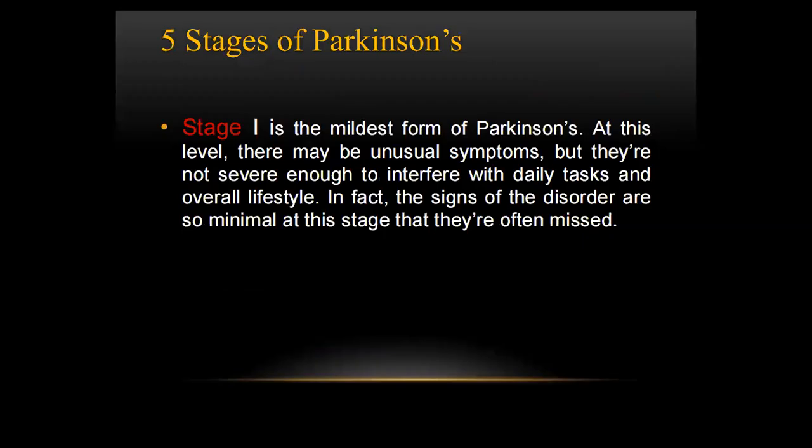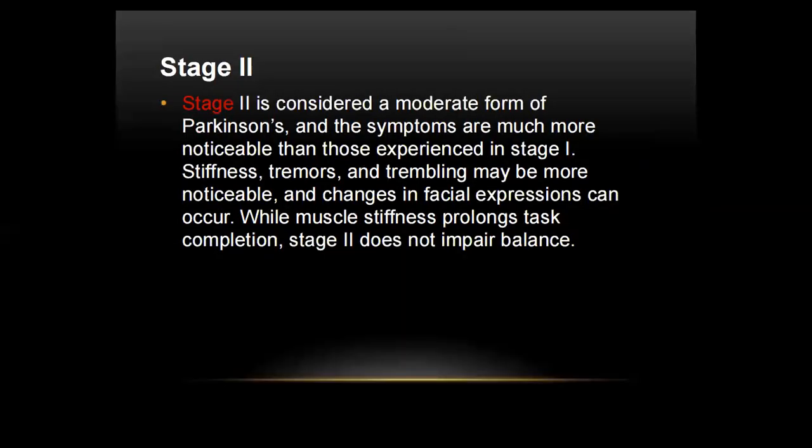In the stages of Parkinsonism, there are 5 stages. Stage number one is a mild form of Parkinsonism. At this level, the symptoms are a little bit difficult to see unless you are very keen. These ones are not enough to interfere with the social daily activities and lifestyle. And this one can be missed in general examinations.